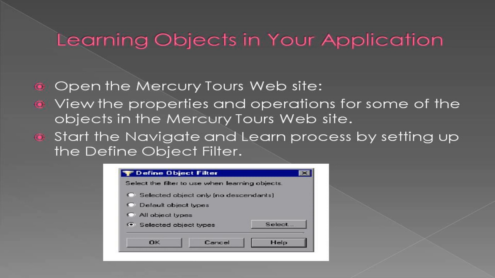This instructs QuickTest to learn only the objects that are needed for your test and add them to the object repository. This helps keep object repository maintenance to a minimum. In the Define Object Filter dialog box, click OK.